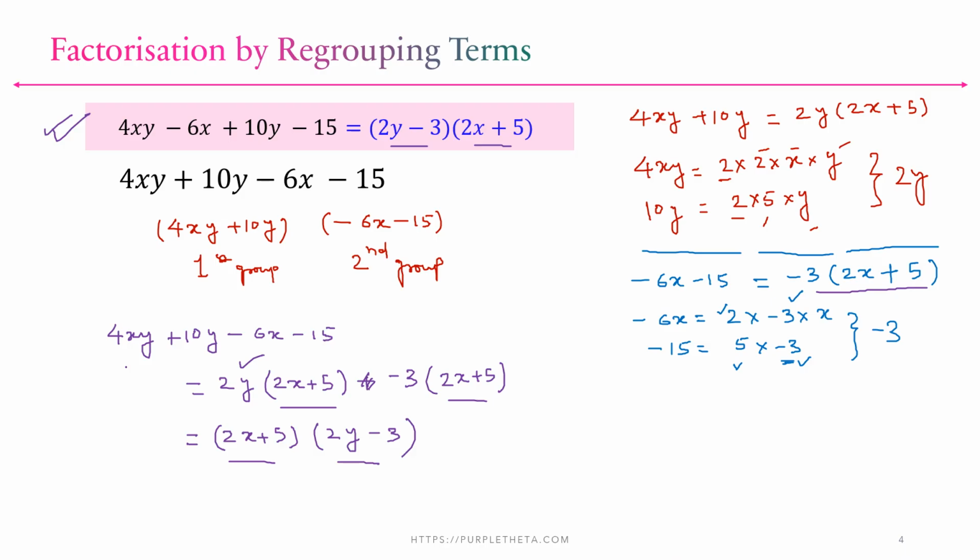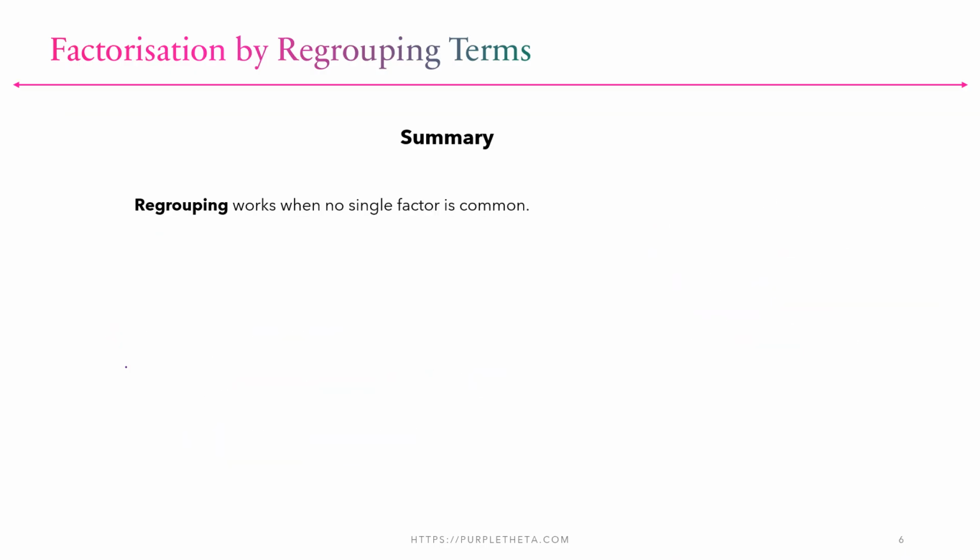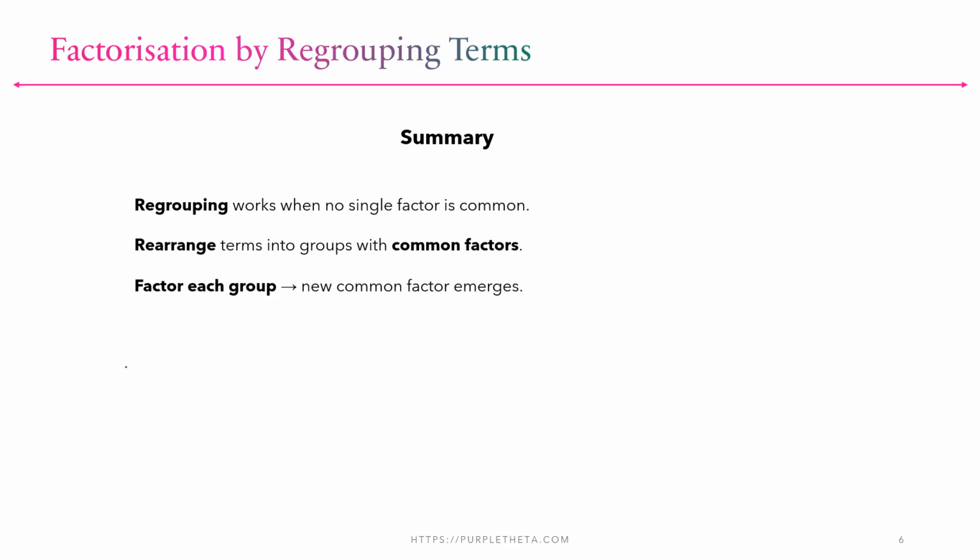Let us see what we have seen so far. When no single factor is common to all terms, we use regrouping. We make pairs of terms so that each pair has a common factor. After factoring each group, a new common factor usually appears. Taking out that new common factor gives us the fully factorized expression. And even if we regroup terms differently, we get the same final factors.